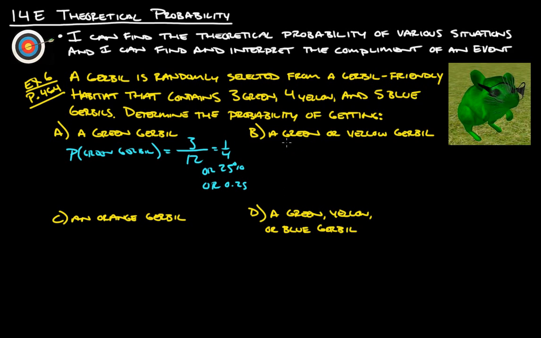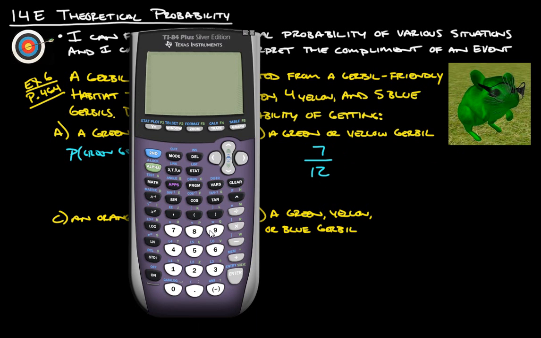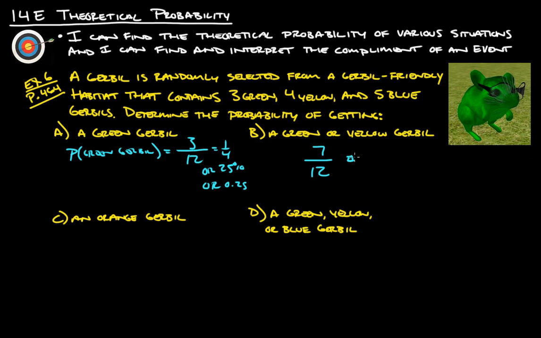All right. B, a green or a yellow gerbil. So again, there's 12 gerbils, and then green and yellow, there are 7 out of 12. So you could, again, just leave it as 7 out of 12, or we could take 7 divided by 12, and we get 0.5833, or 0.583, or 58.3%. Okay, any one of those would work.